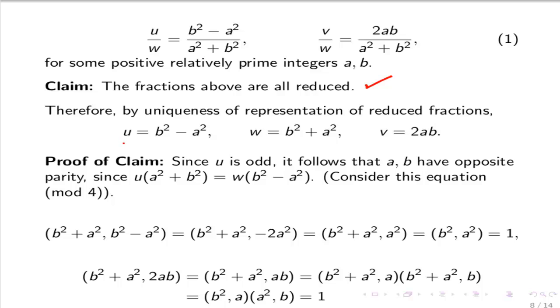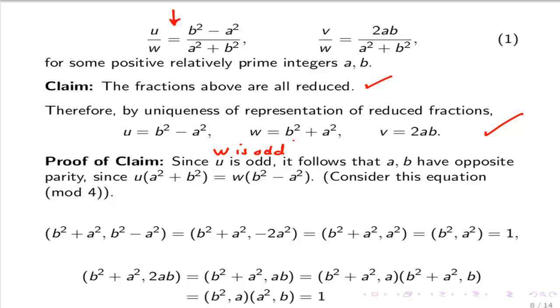So u would be b squared minus a squared, w is b squared plus a squared, and v would be 2ab. All right, let's prove the claim. So we've made the assumption that u is odd, v is even, and therefore w is also odd. We may not need that fact.